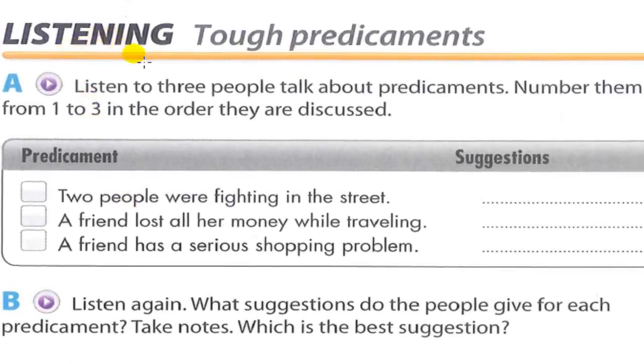Exercise number 4, listening. Tough predicaments. Listen to 3 people talk about predicaments. Number them from 1 to 3 in the order they are discussed. So in this exercise, you choose which one is 1, 2, or 3 by listening. Number 2, you write the suggestions. A predicament is a very difficult problem. Page 101, exercise 4, listening, Part A.